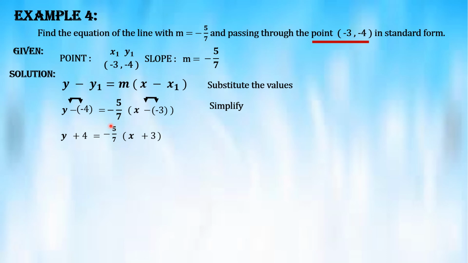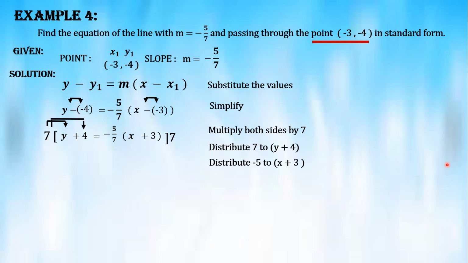So, next, ang slope natin is, once again, fraction. Kaya, ang gagawin natin, kung ano yung denominator, imumultiply natin both sides. Okay? Then, pagka-multiply both sides by 7, distribute na natin. So, distribute 7 to y plus 4. So, you have now, yan. And then, distribute negative 5 to x plus 3. Yan. Okay? Then, next, pagka-distribute, 7 times y, that is 7y. Then, 7 times positive 4, that is positive 28.